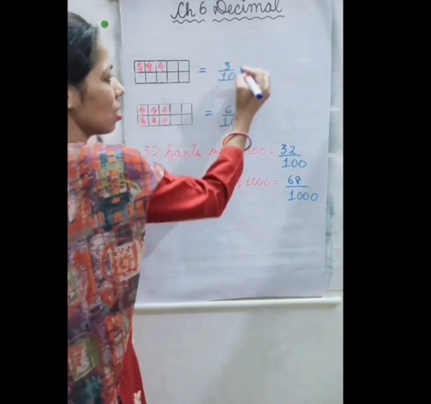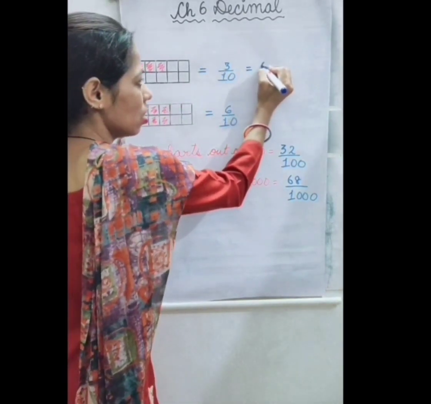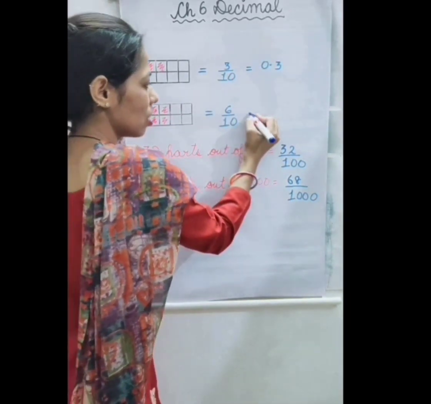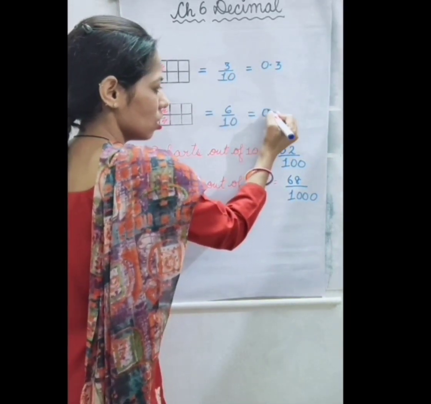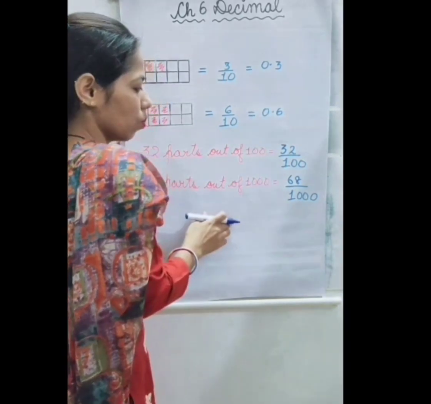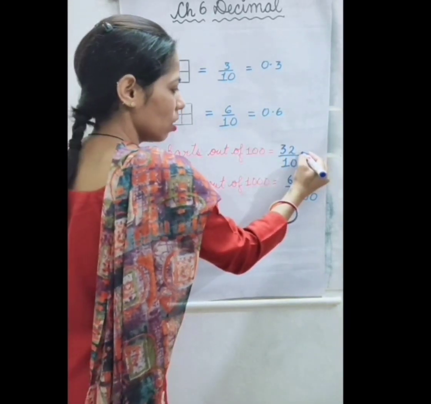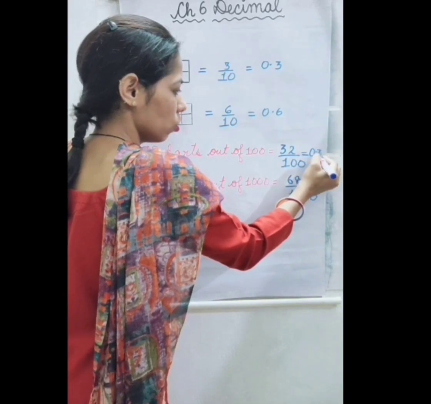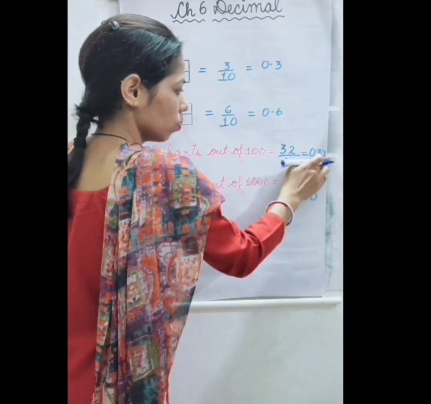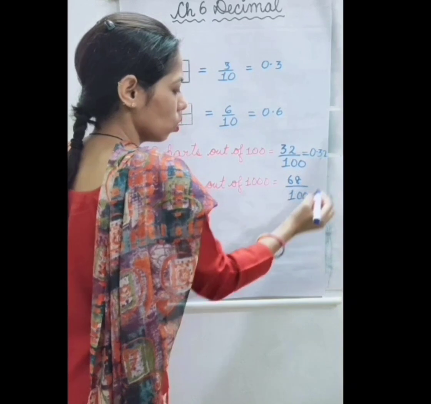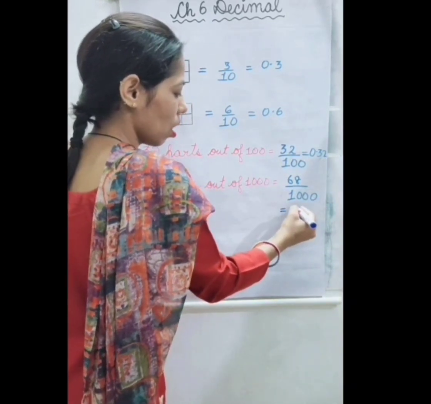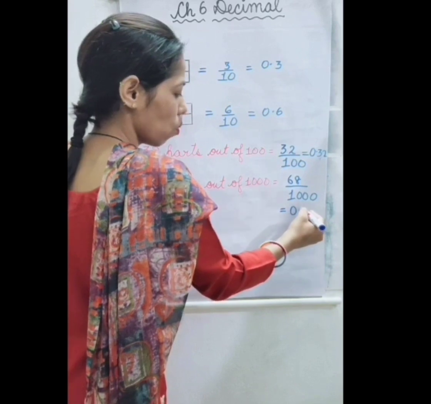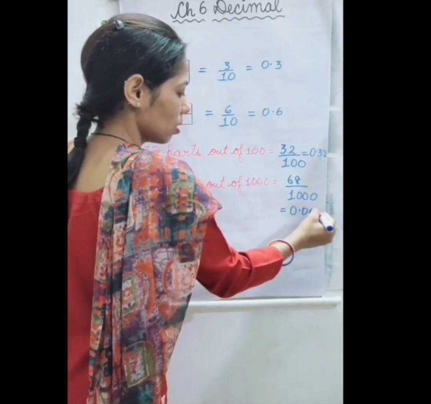How? This 3 by 10 we can write as 0.3. This 6 by 10 we can write as 0.6. 32 by 100 we can write as 0.32, and 68 by 1000 we can write as 0.068.